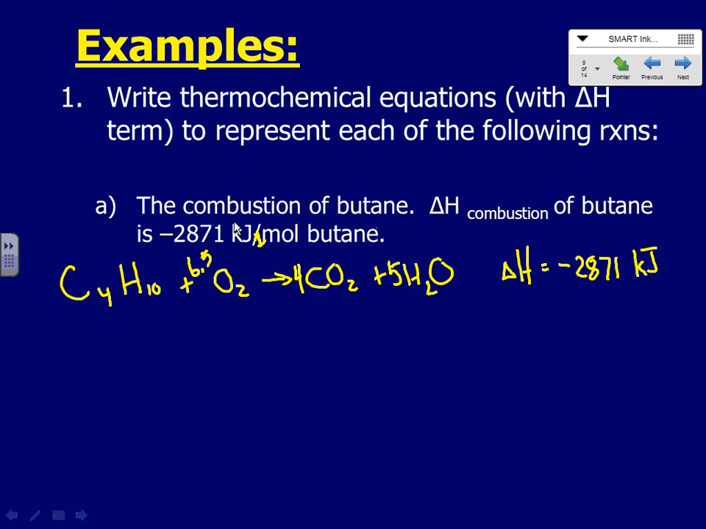So what have I done? I've taken this information and I've written it like this, but it's really the same thing. This is telling me for 1 mole of butane, I get 2,871 kilojoules, and this equation says the same thing. For 1 mole of butane, I get 2,871 kilojoules. So I've really just translated it into a different way of writing it.